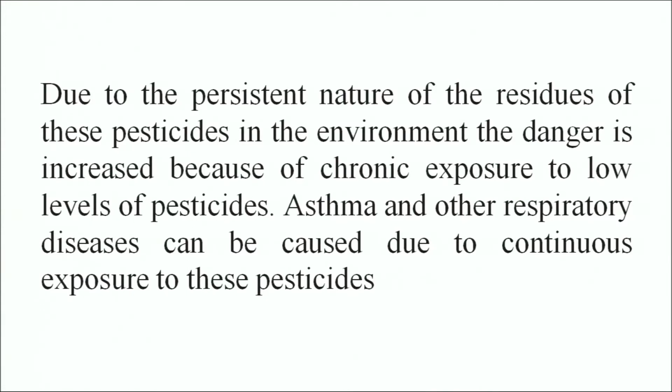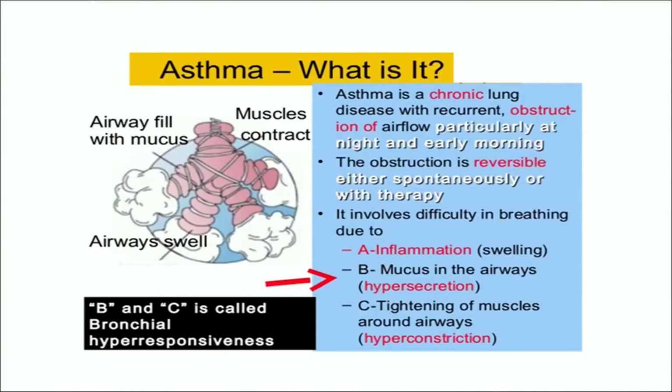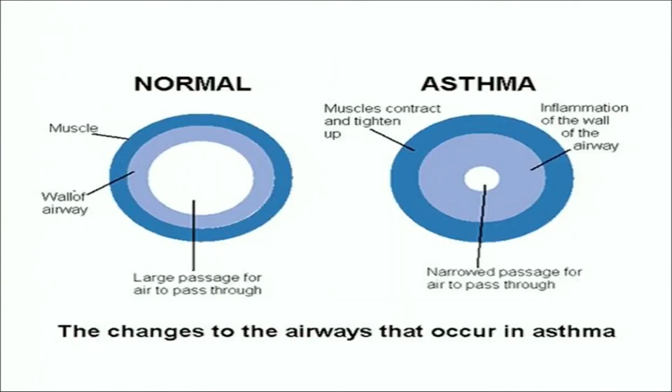Asthma and other respiratory diseases can be caused due to continuous exposure to these pesticides. Asthma is a chronic lung disease with recurrent obstructions of airflow, particularly at night and early morning. The obstruction is reversible either spontaneously or with therapy. It involves difficulty in breathing due to inflammation, mucus in the airways, and tightening of the muscles around the airways. The changes to the airways that occur in asthma.